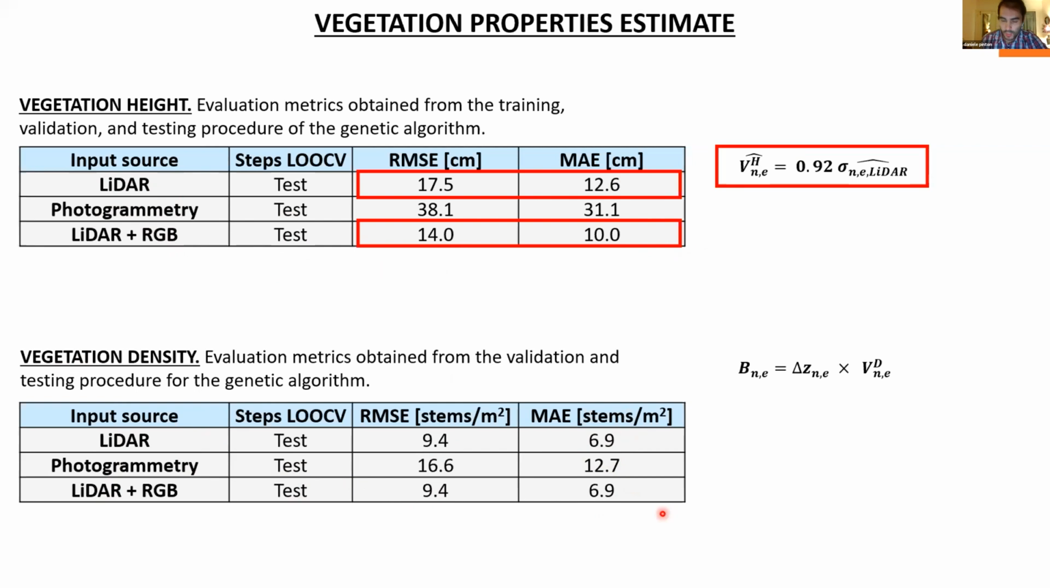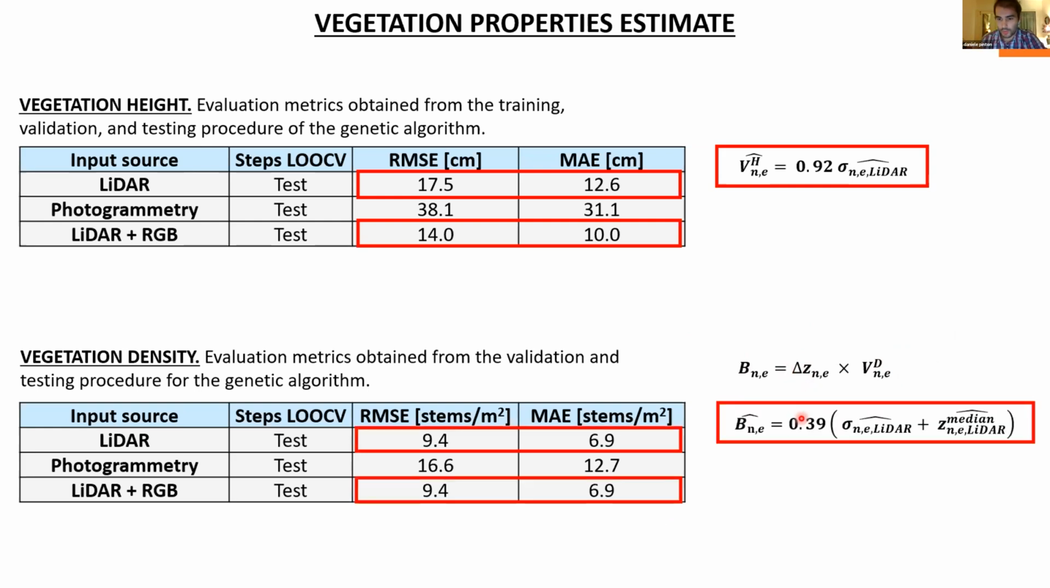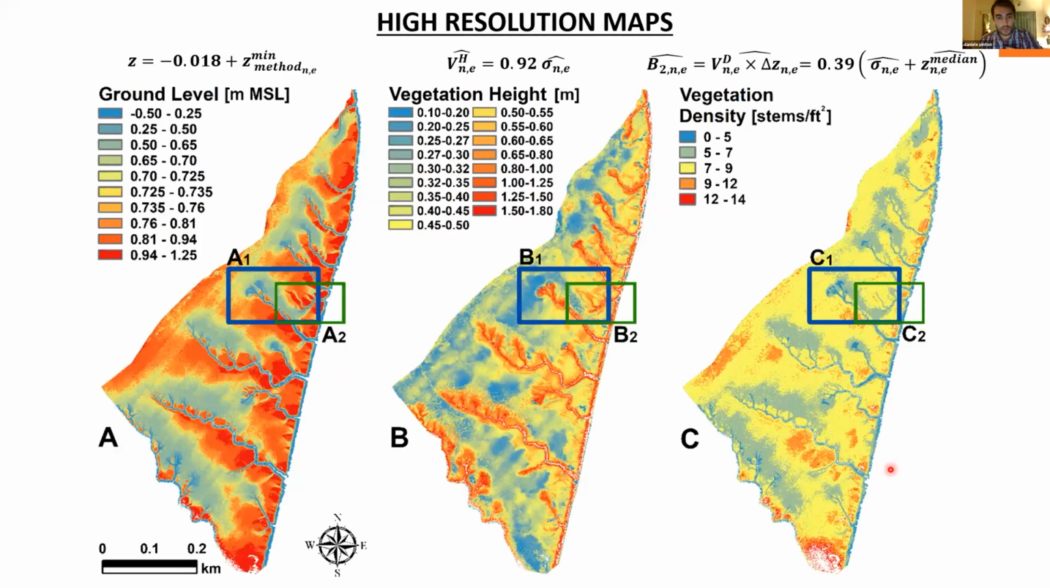I didn't say before that to calculate the density, I use another variable. Basically, I pass through this sort of biomass. This is a proxy of the biomass, which was calculated by multiplying the vegetation density and the delta Z I got from the point cloud. And this is the formulation I got from the genetic algorithm. To conclude, not to conclude, but these are the results I got basically at the end of the computation for the vegetation: the ground elevation, the vegetation height, and the vegetation density.